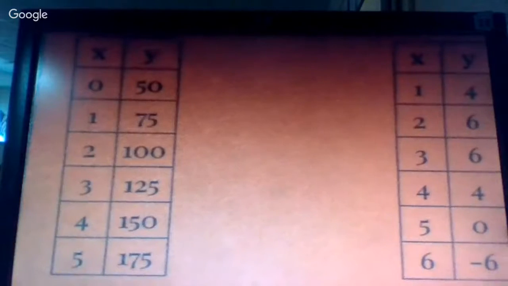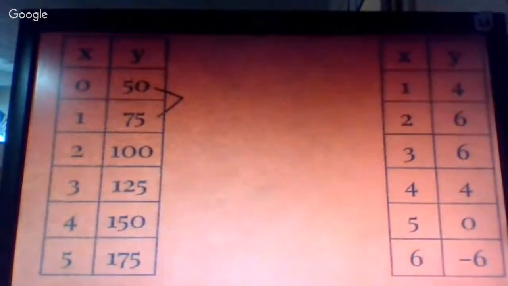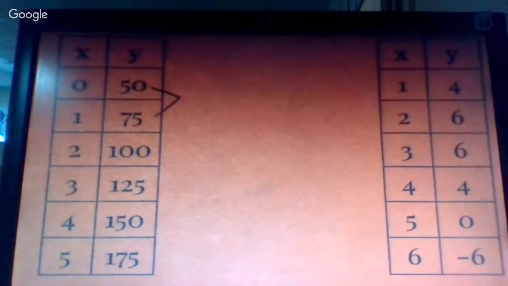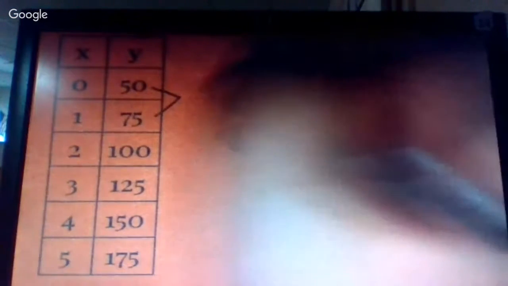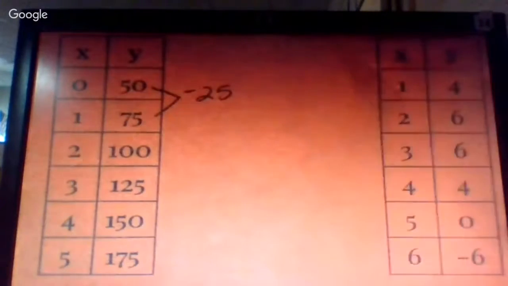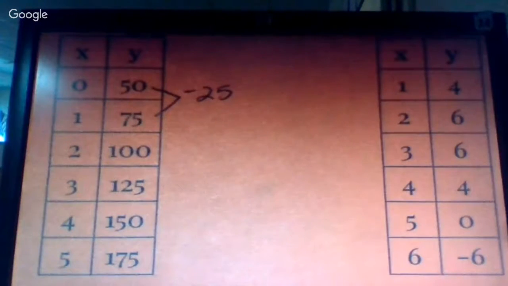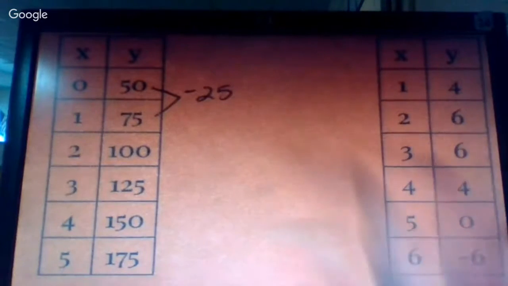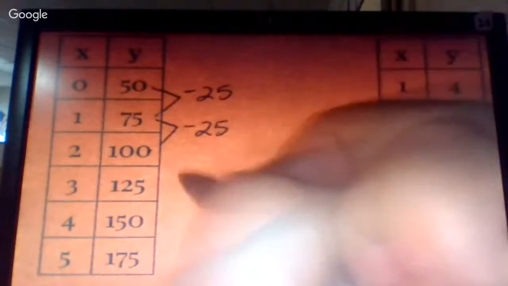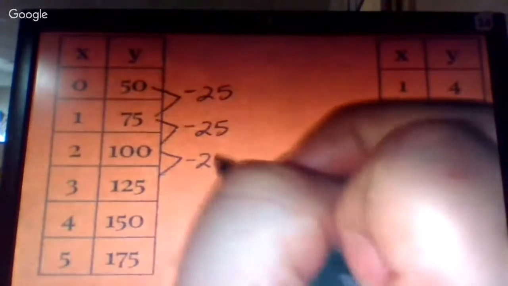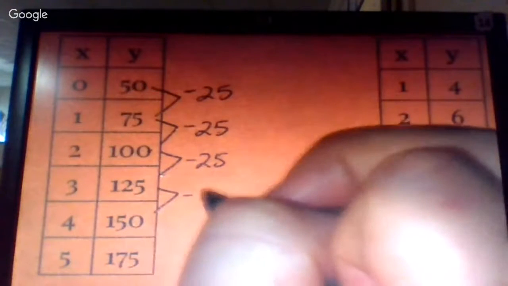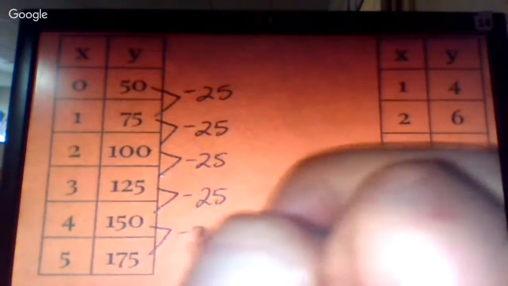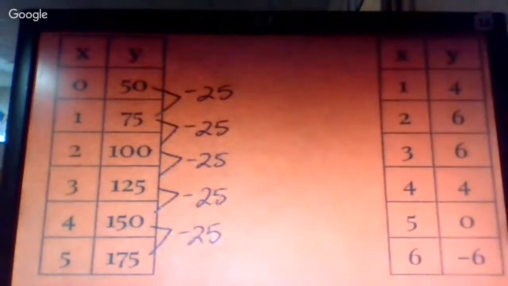We're going to start up here. Okay. What's 50 minus 75? Other side of the paper. Negative 25. Okay. That's negative 25. 75 to 100. Negative 25. Negative 25. All the way down here. All the way down, Charles says, is negative 25. So, do all of these numbers match?